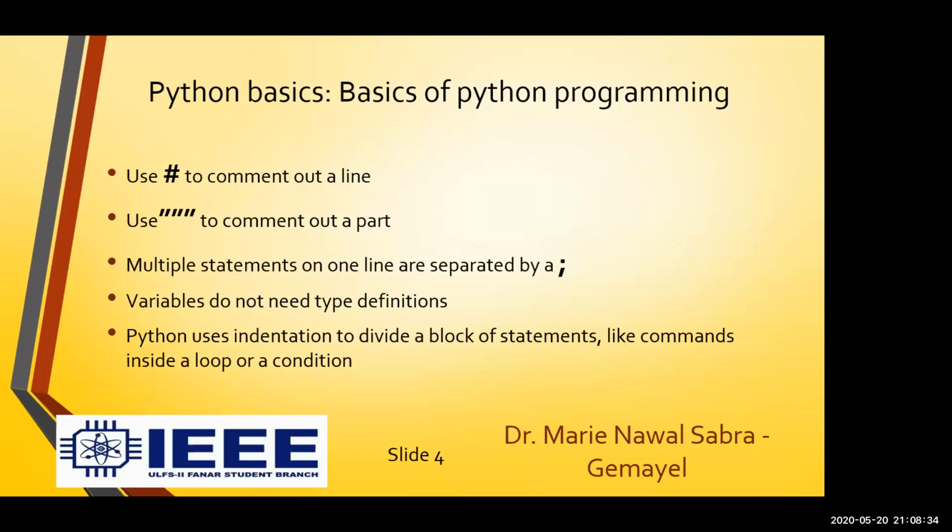In Python, the variables do not need any type definition. So you do not have to declare the variables before you start using them. You just start using them. Python uses indentation. So instead of when you are using a function or any part, a condition, instead of using brackets to define wherever the function or whatever is going to stop, you just indent the part that is within the function. We are going to see it in the examples later on.